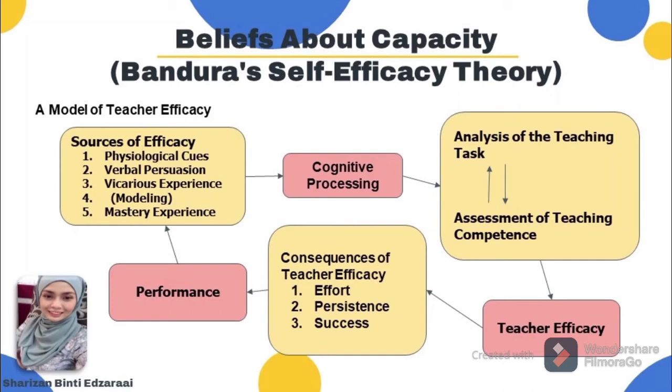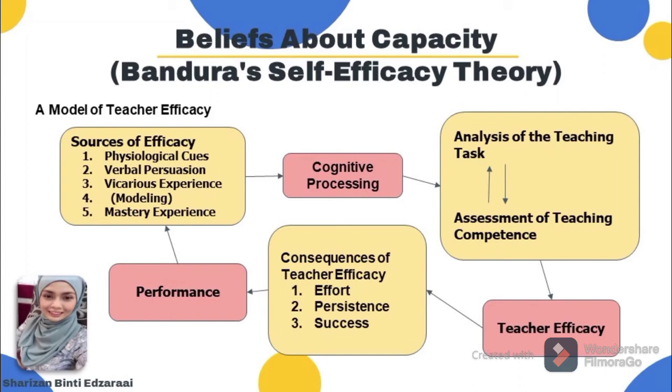Number two, verbal persuasion. Be more confident, and become confident that you can master a task through words of encouragement. Number three, vicarious experience, modeling. We watch people like ourselves successfully accomplish something. And the last one is mastery experience, like repeating the best practices. Practice is the most important. Then all four sources are important in the interpretation and cognitive processing of information.